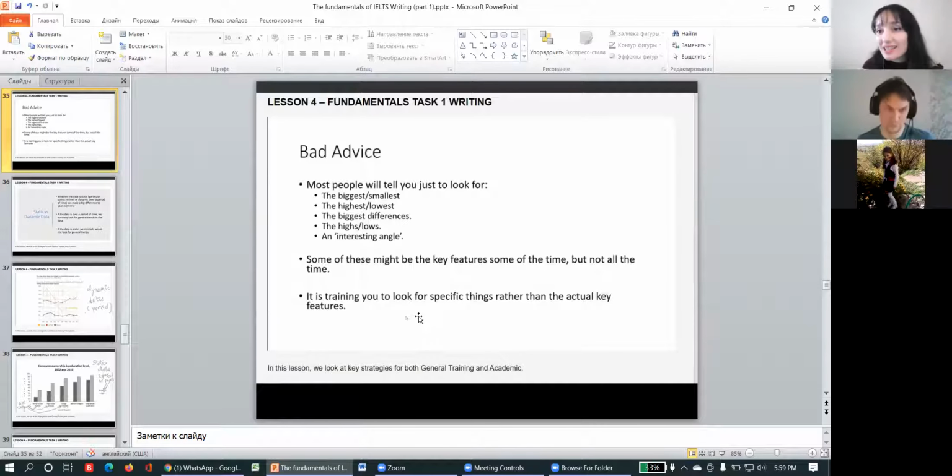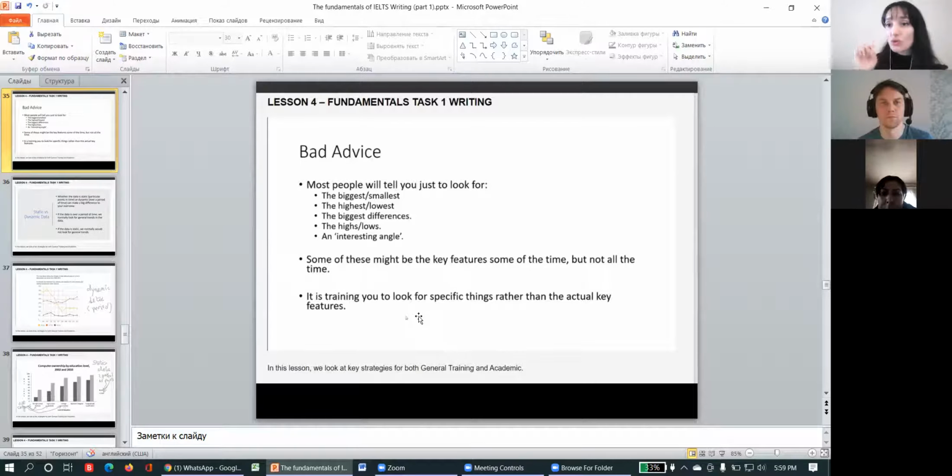And this task is the most difficult because you can never guess what it will be about, and you never know what you should pay attention to at that moment. Okay, you should try just to read the information that you see in that chart, in that graph, in that table. And this task is training you to look for specific things rather than the actual key features. Okay, specific things.